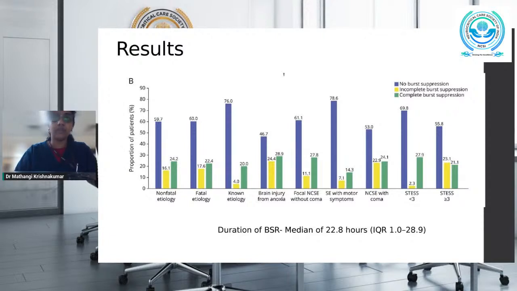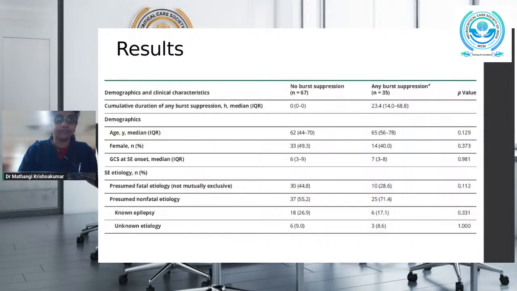The duration of burst suppression in the study had a mean of around 22 and a median of around 22 hours. From this graph, we can see that more than 60% of the population actually did not have any burst suppression pattern on the EEG studied.